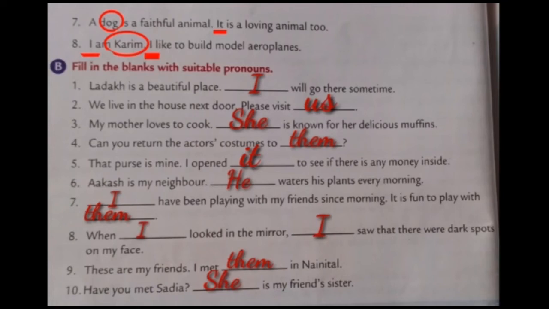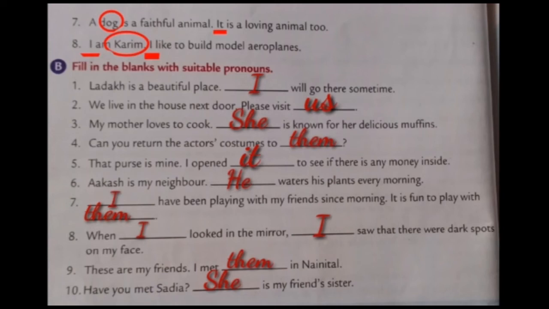Fourth one, can you return that actors' costumes to them? I repeat, can you return the actors' costumes to them? Here the answer is them. Fifth one, that purse is mine. I opened it to see if there is any money inside. I repeat, that purse is mine. I opened it to see if there is any money inside. Here the answer is it.